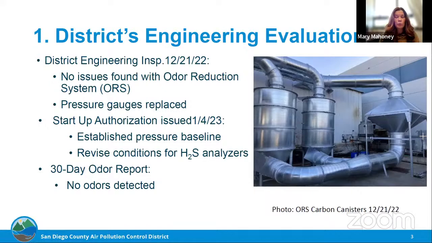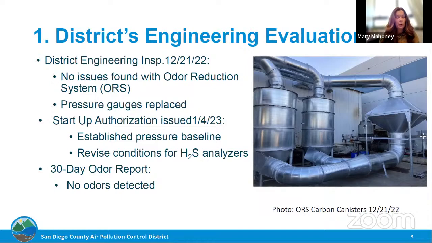However, 2 follow-up items were arranged post-inspection. The first follow-up item was to establish a baseline pressure for the 2 carbon vessels. This baseline value has now been set, and any pressure reading that is above the baseline value by 4 or more inches of water column will trigger replacement of the carbon materials. The other follow-up item was regarding portable analyzers that New Leaf is using to measure hydrogen sulfide. Based on the specifications of the analyzer, some additional conditions will be added to the startup authorization. However, to be clear, these analyzers are not part of the ORS.